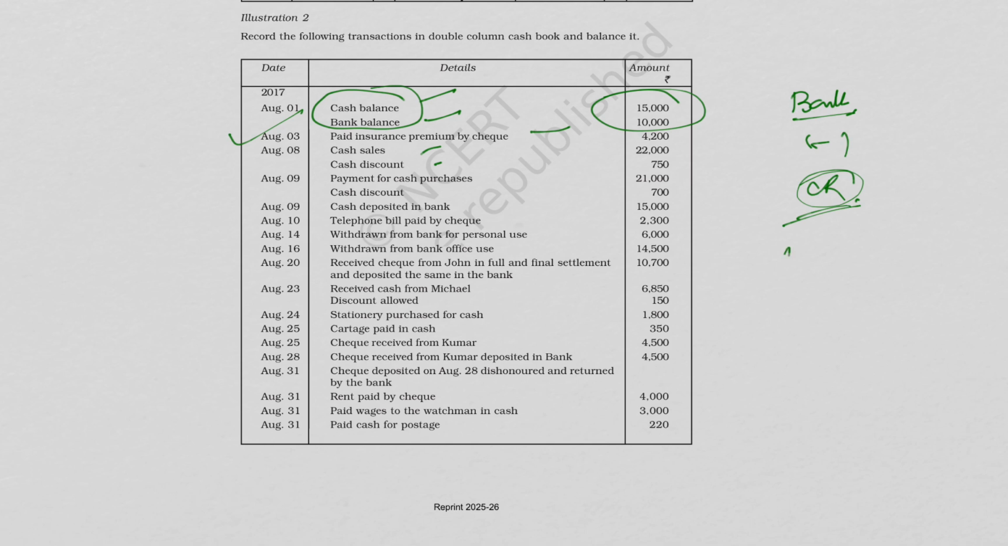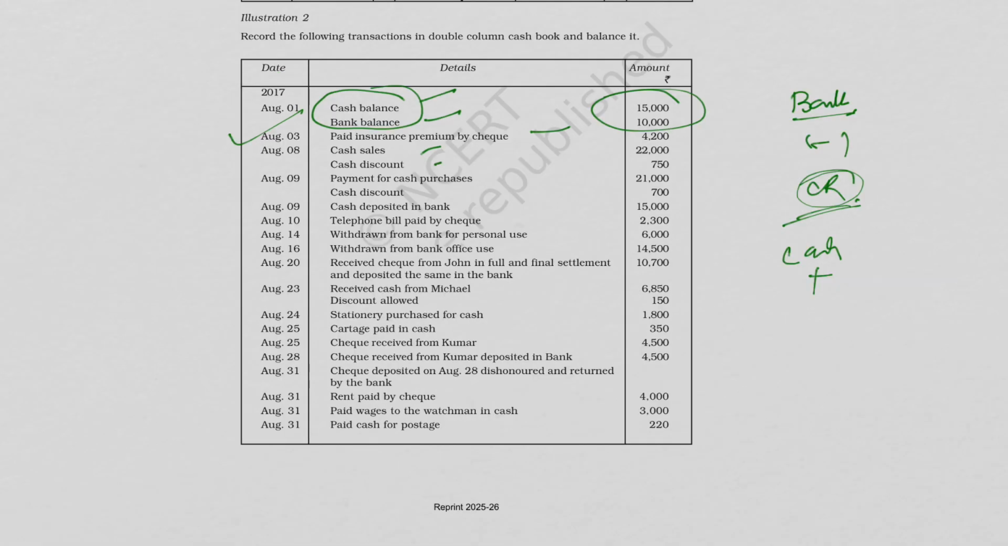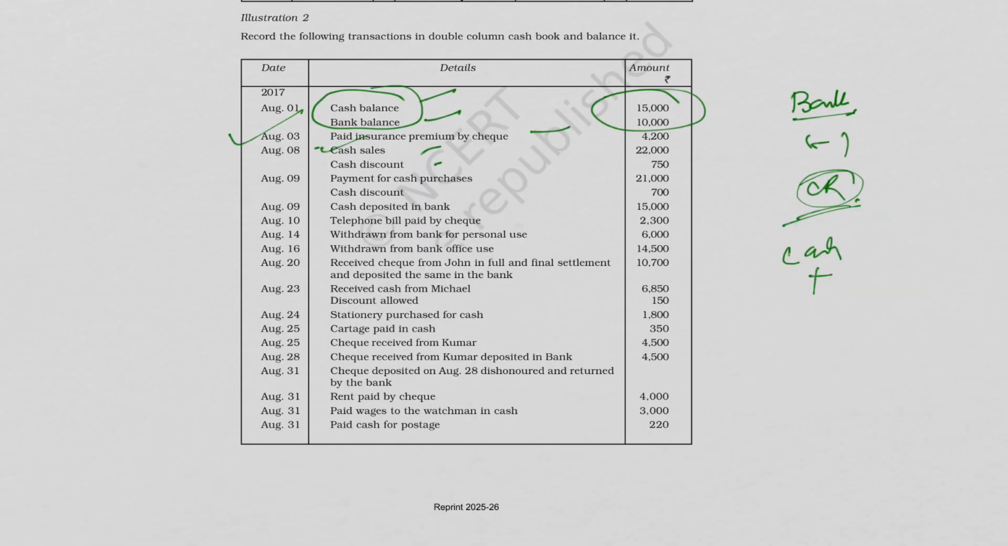Next we have cash sales. Cash is increasing, so basically we'll write it on the debit side. Cash sales 22,000. Then we have cash discount. Cash discount is not to be recorded because it does not involve any cash or bank. Payment for cash purchases. Payment we are making, this will be recorded on the credit side of cash book.